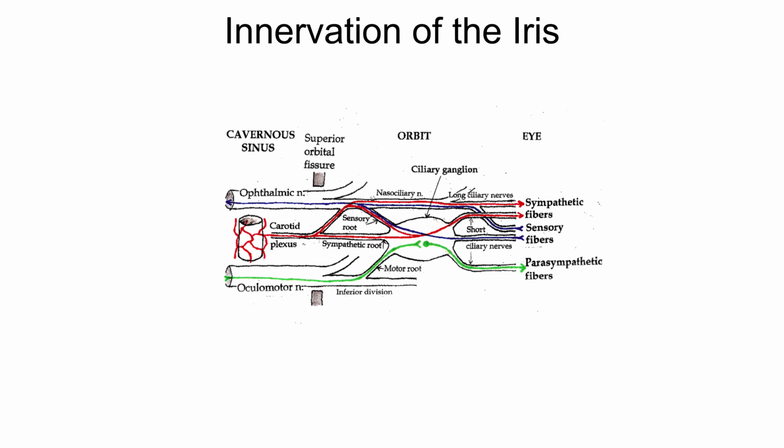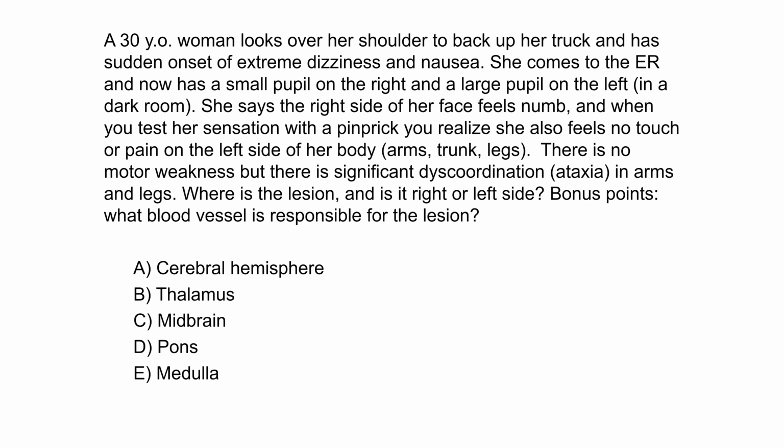And this last diagram shows how the nerves are running through this ciliary ganglion. The third nerve obviously has to synapse there, but the sympathetics just pass right through the ganglion along with the joining of other nerves.